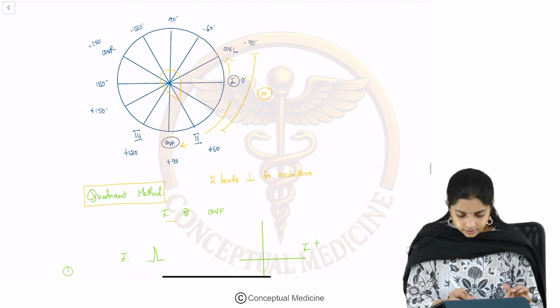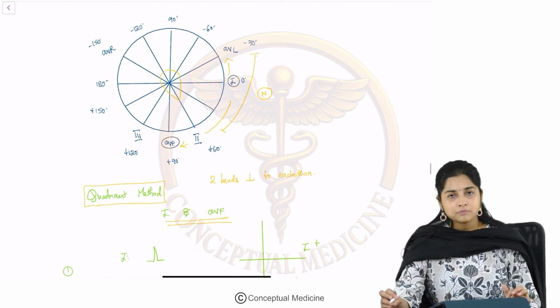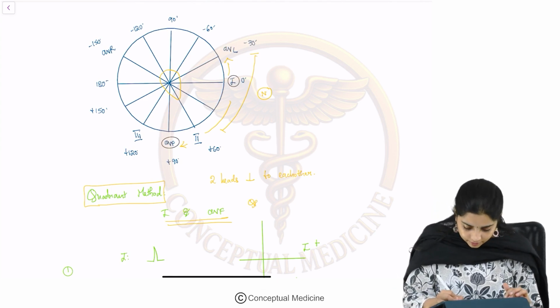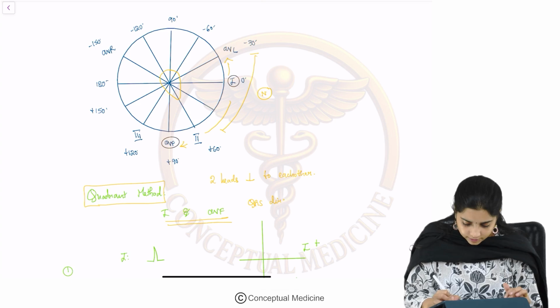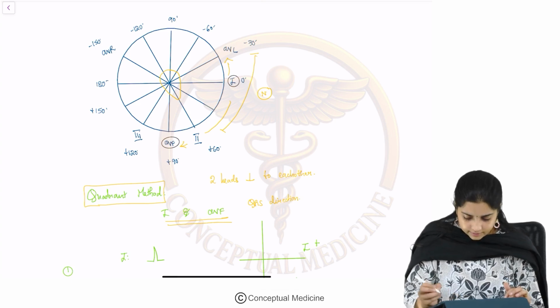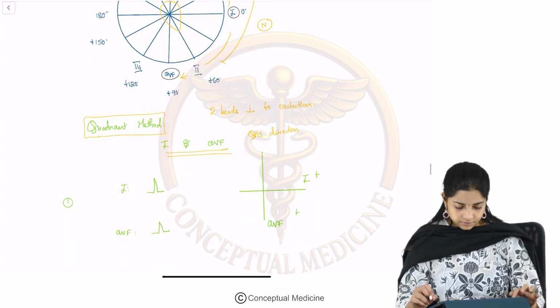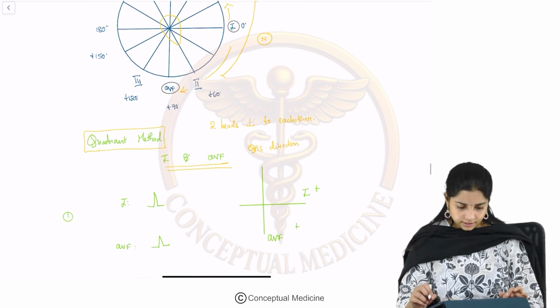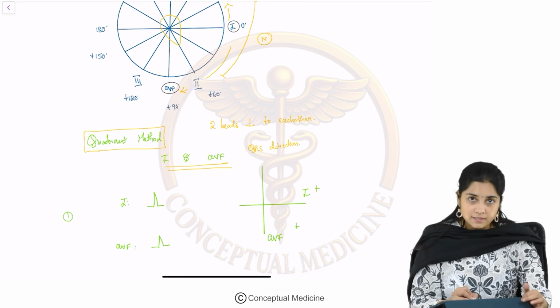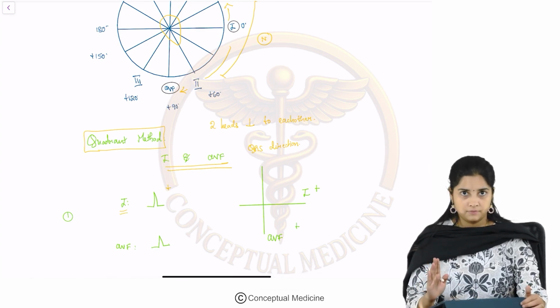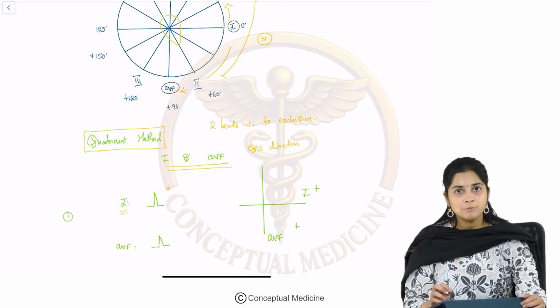So, let us say lead 1 and AVF. So, we use lead 1 and AVF. And what are we looking at? We are looking at the direction of the QRS complex. Now, let us take the first scenario, okay. Now, in the first scenario, the QRS complex in lead 1 is positive.